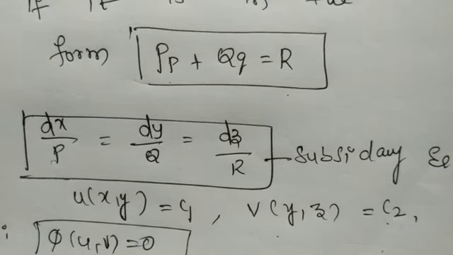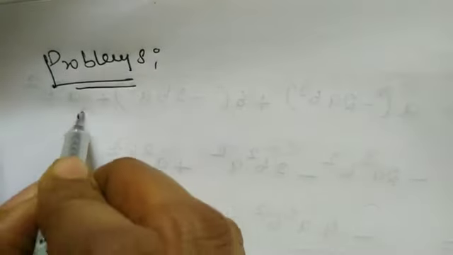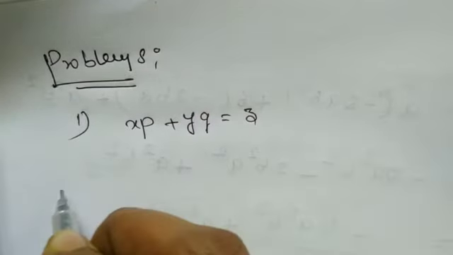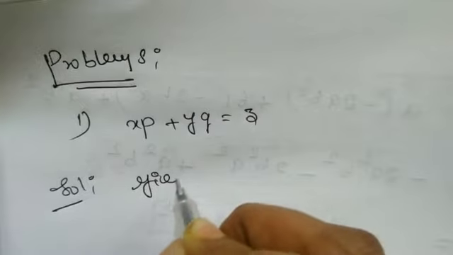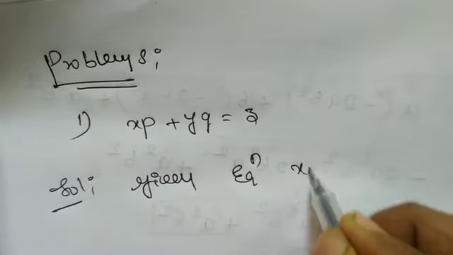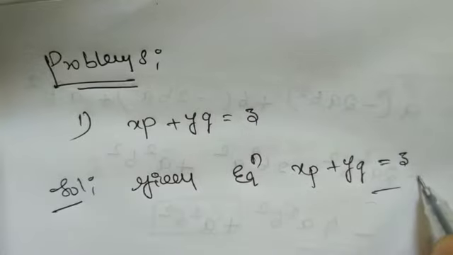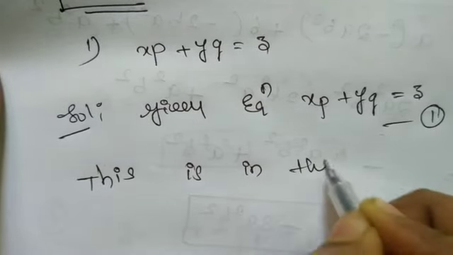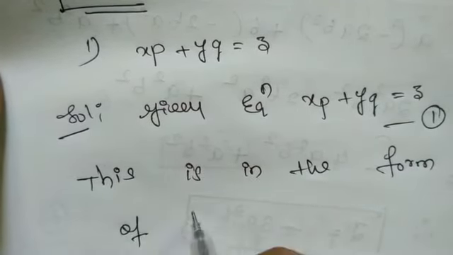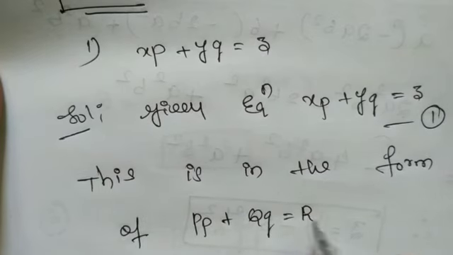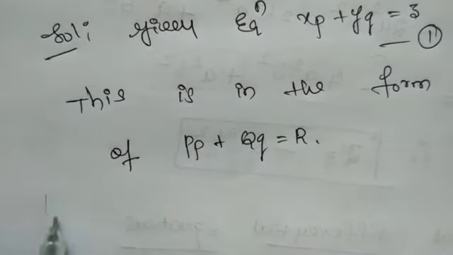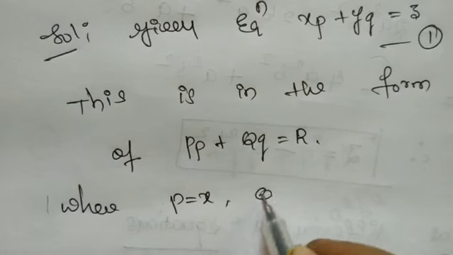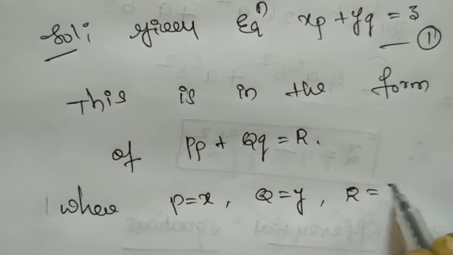So coming to the problems, I am taking the first problem, xp plus yq equal to z. The given equation xp plus yq equal to z is in the form of Pp plus Qq equal to R. So that is nothing but Lagrange's equation, where P equal to x, Q equal to y and R equal to z.